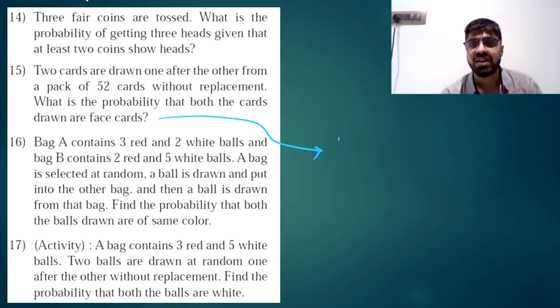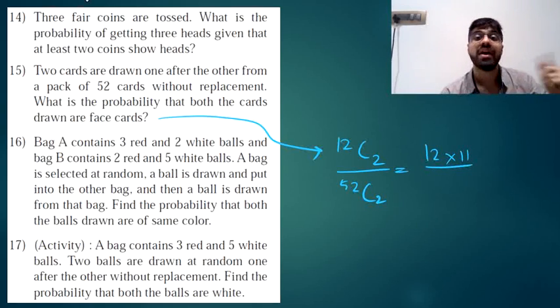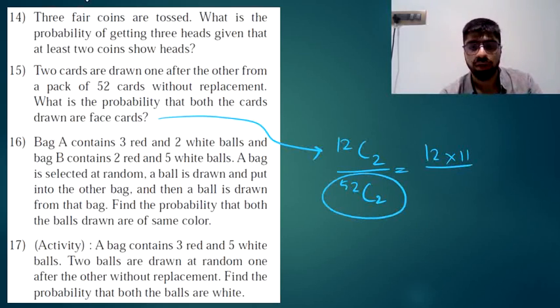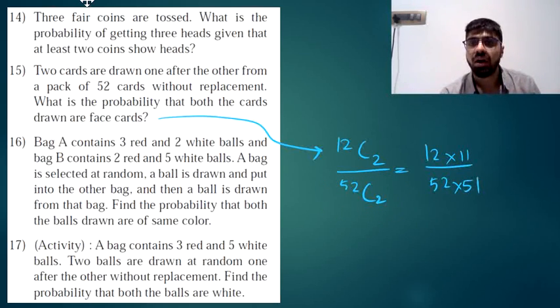Any 2 out of the 12 face cards can be selected in 12C2 ways, and you're selecting 2 cards at random from 52 cards without replacement. You can do that in 52C2 ways. So the answer for that 15th question is 12 into 11, upon 2 into 1, but that upon 2 into 1 gets cancelled with the 2 into 1 in the denominator of this. So the denominator is 52 into 51. Upon 2 into 1 got cancelled with 2 into 1 of the numerator.